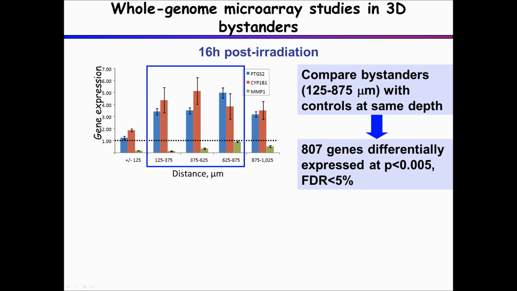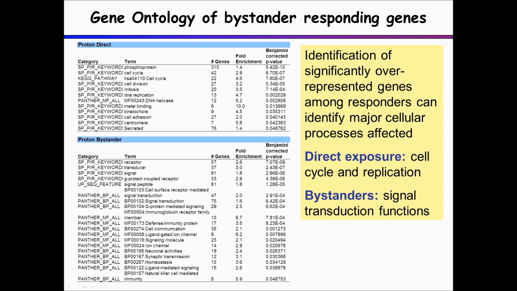Comparing these sections with the controls from the same part of the tissue, so the same depth away from the center, we found just over 800 genes that were differentially expressed, with a p-value less than 0.005 and a false discovery rate less than 5%, if any of you have done these types of analyses. So who's done these kinds of whole genome things? Anybody? Two people. Okay, excellent. So at least some of you know some of the jargon there, but essentially, we identified about 800 genes that were differentially expressed.